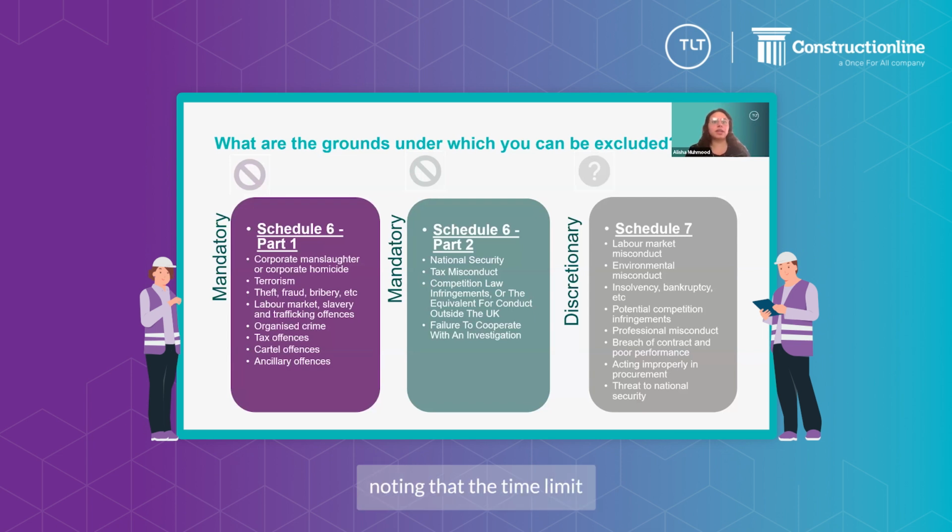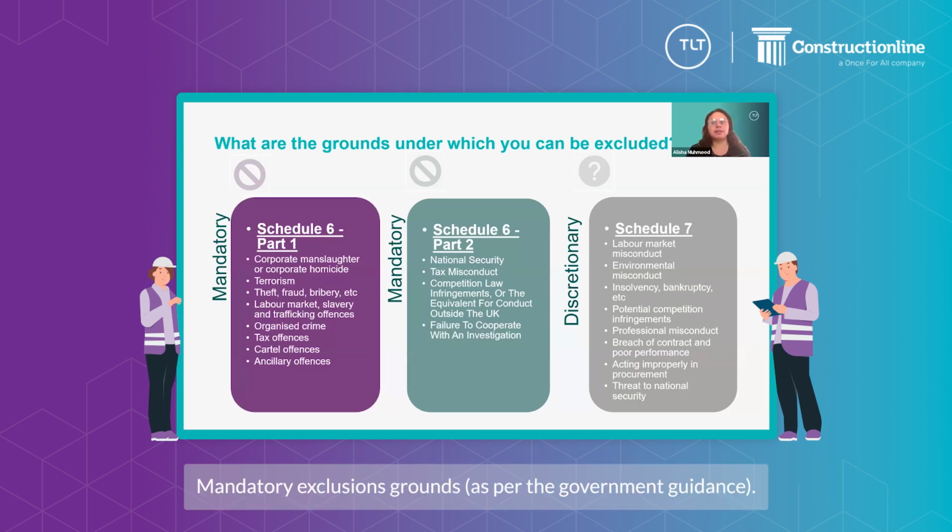It's also worth noting that the time limit for consideration of the relevant events which make up the ground has been extended for discretionary exclusion grounds to 5 years, which matches the period for the mandatory exclusion grounds.